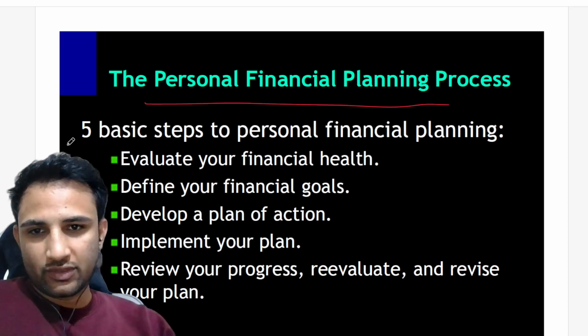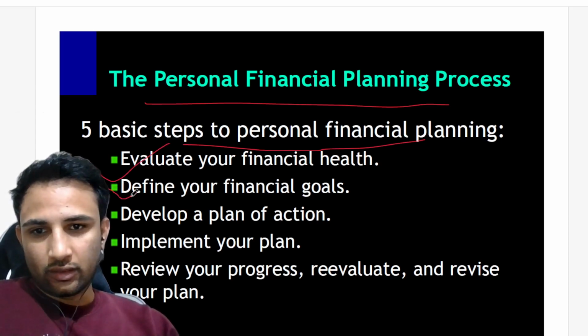The personal financial planning process. There are five steps to personal financial planning. First is evaluate your financial health, then define your financial goals, develop a plan of action, implement your plan, and review your progress, re-evaluate and revise your plan.